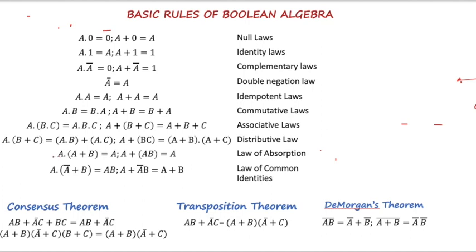Now let's discuss the law of absorption. Here you can see B is absorbed, here also B is absorbed. So this is the law of absorption. I am explaining this one by logic gates. The first relation states that (A or B) and A, which is A dot (A plus B).